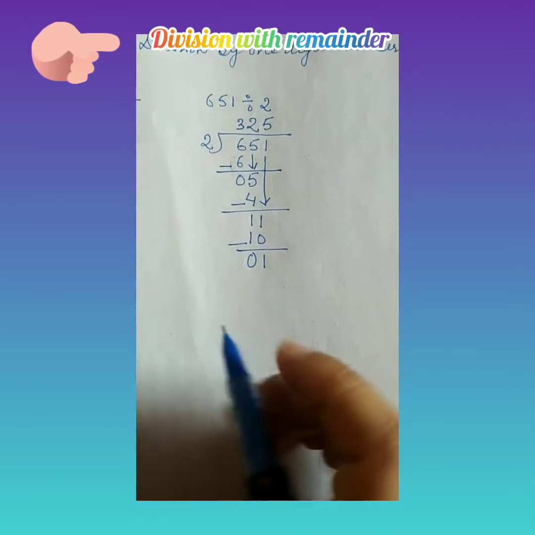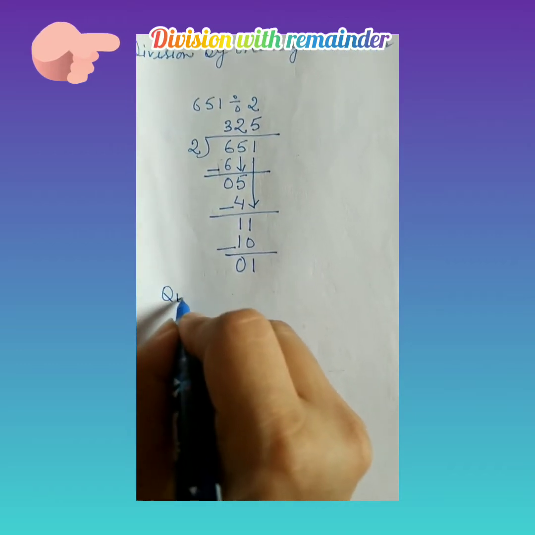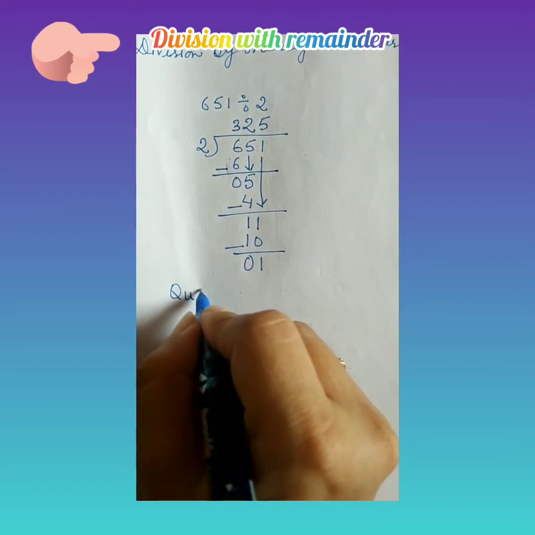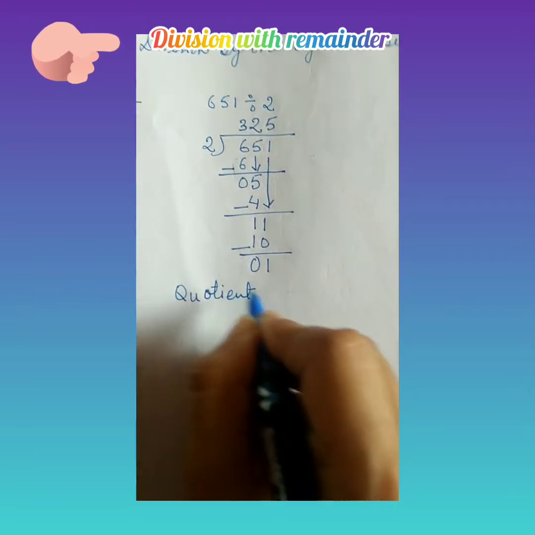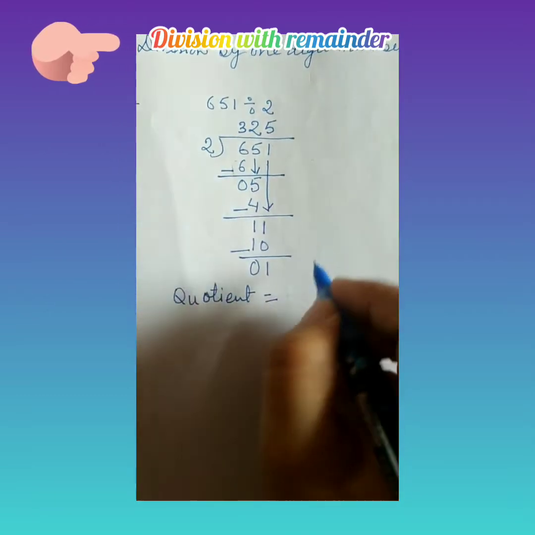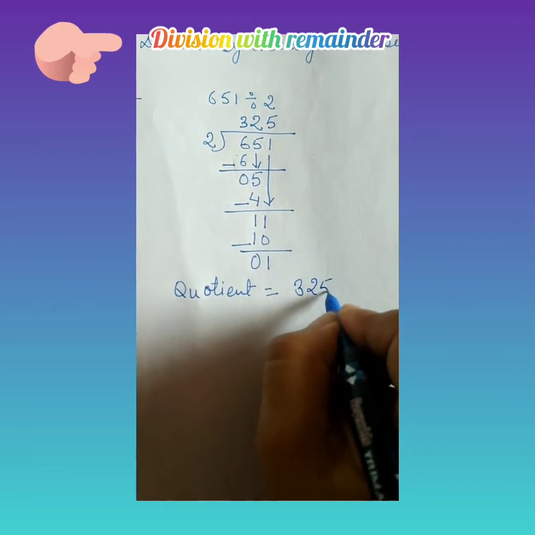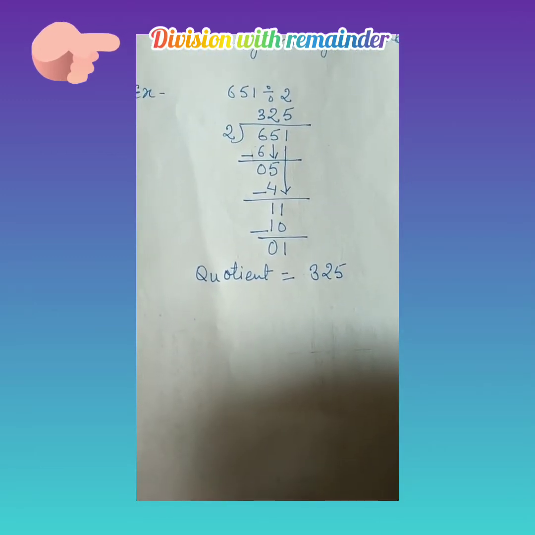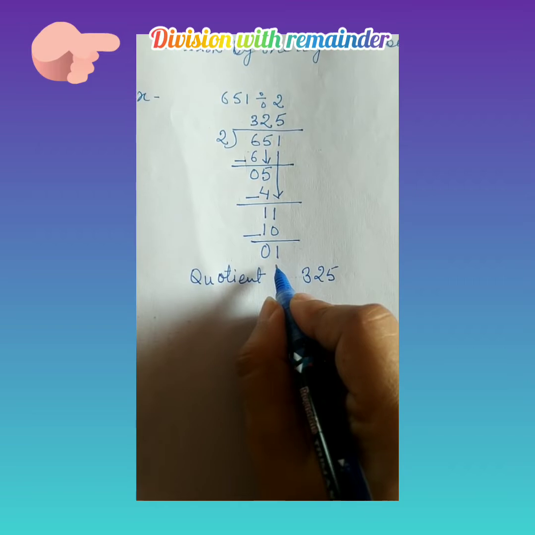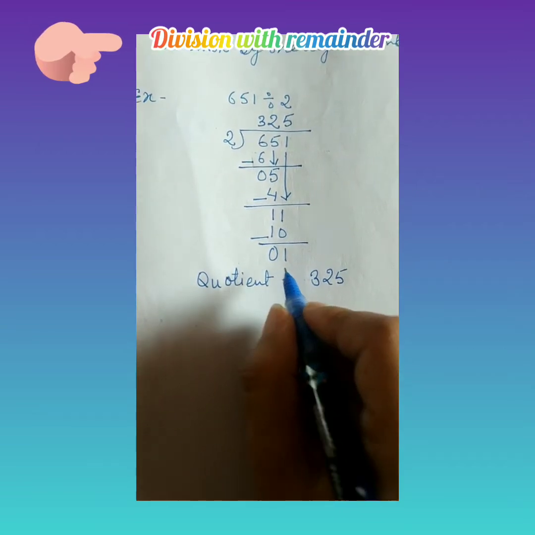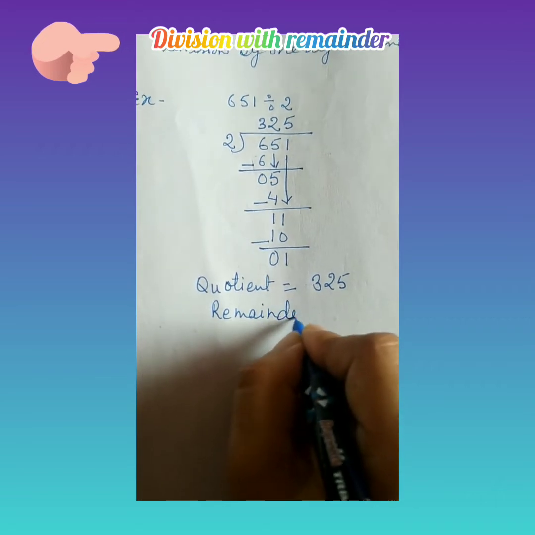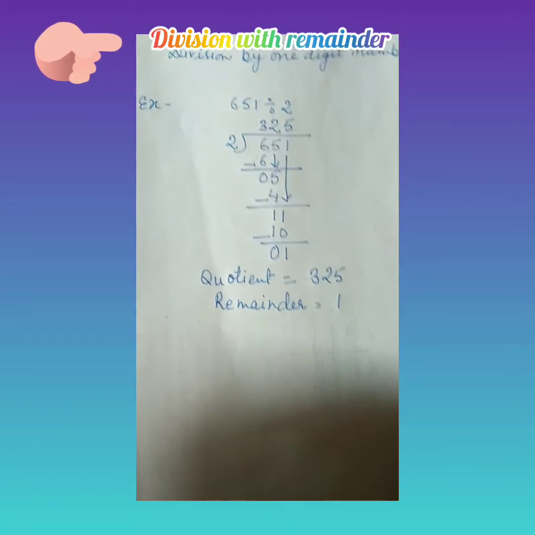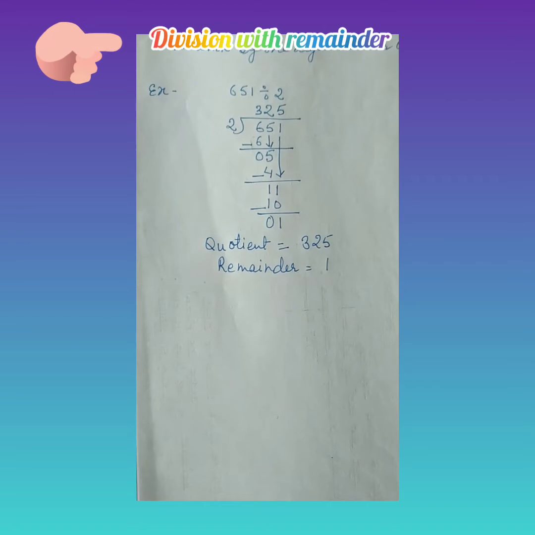So here you can see we have quotient 325. The answer we got after division, that is quotient, is 325. And we are left with this number 1. So this is called remainder. So we are left with remainder 1. So this is how we do these questions.